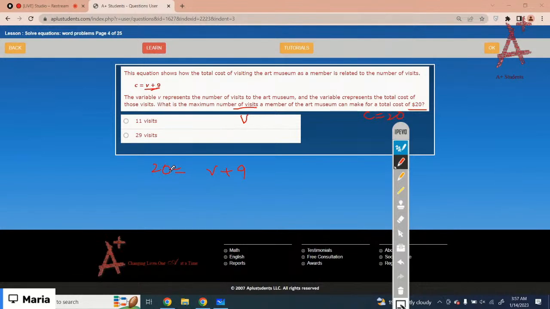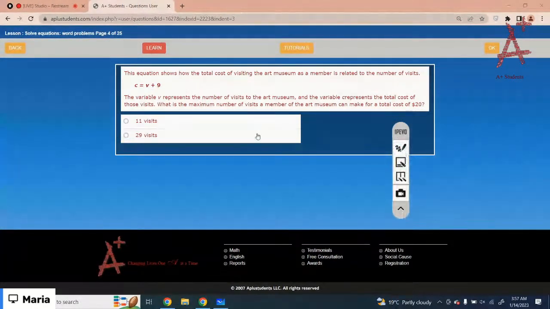So just do the inverse operations. 9 is adding, so just subtract 9 from both sides. So it is V equals 20 minus 9, which is 11. So it is V equals 11. Got it? So the correct option is 11 visits. Just select the correct option, then click on the OK button.